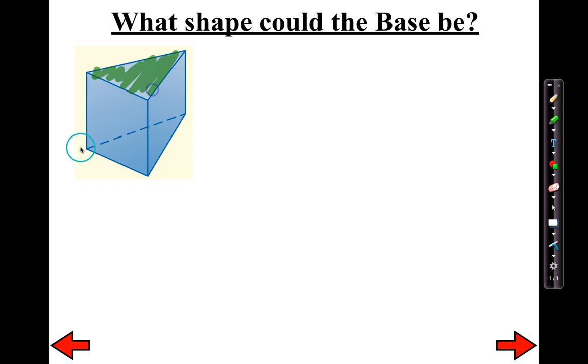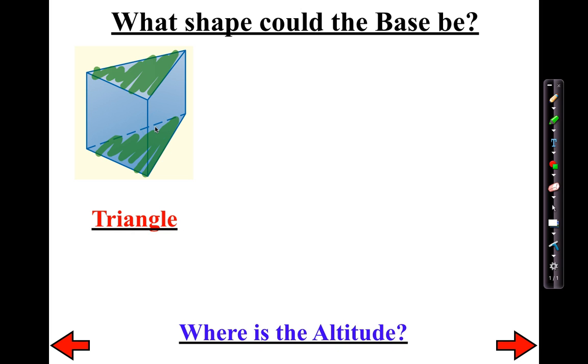So in this case, it would be a triangle. Because it's a triangle, it is a triangular prism. So where is the altitude? The altitude would be right here because it tells us how tall this prism is. We can use any of these. It would still describe the altitude.